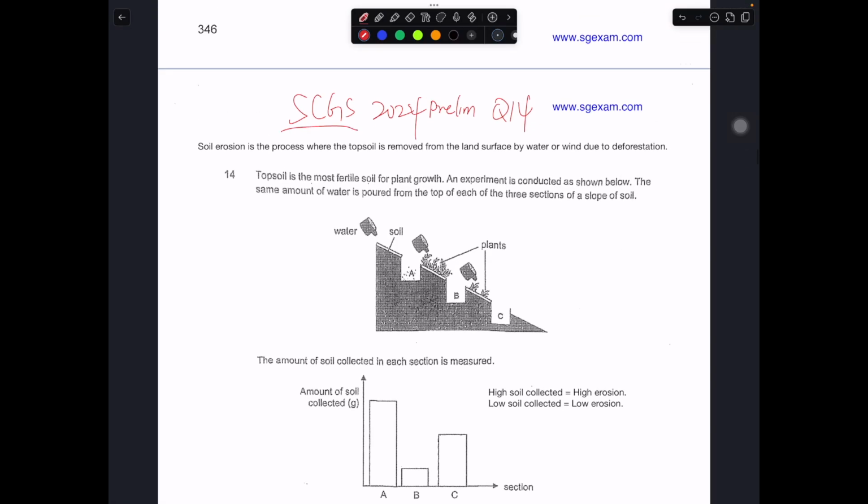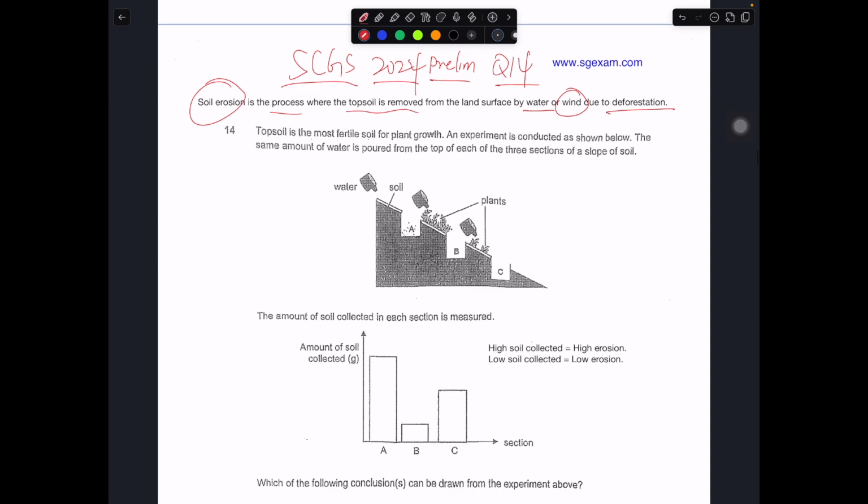So today I'll be going through Singapore Chinese Girls' 2024 Prelim question number 14. This question is really talking about soil erosion. It is a process where the topsoil is being removed by water or wind due to deforestation. In short, trees being cut off, you will have more soil erosion occurring. Topsoil is the most fertile soil for plant growth.